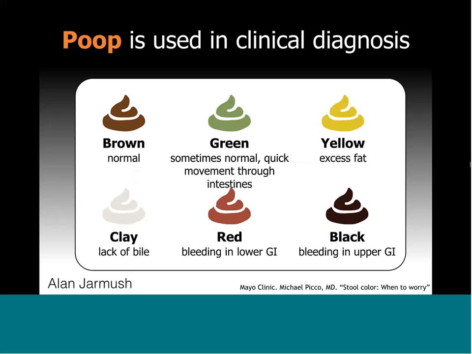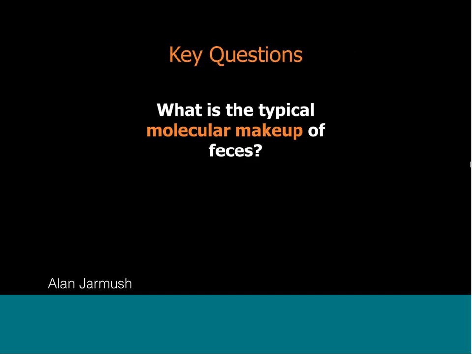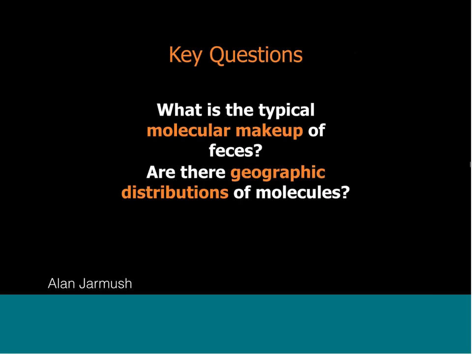Now, Alan is a really talented analytical chemist. He came from Graham Cooks' lab, and he felt that just eyeballing it is not analytically very satisfying, and from his perspective, he has a hard time thinking about how we can apply this routinely in the clinic. So the first thing he wanted to do was understand the typical molecular makeup of fecal samples. And he is also interested in whether there are geographic distributions throughout the world associated with the molecules of these fecal samples.